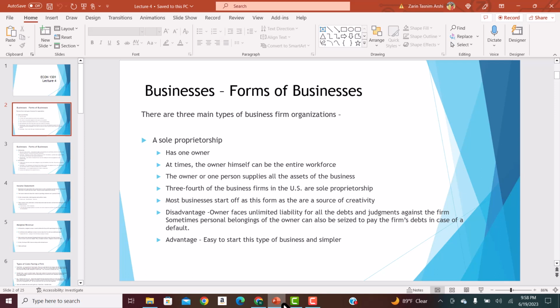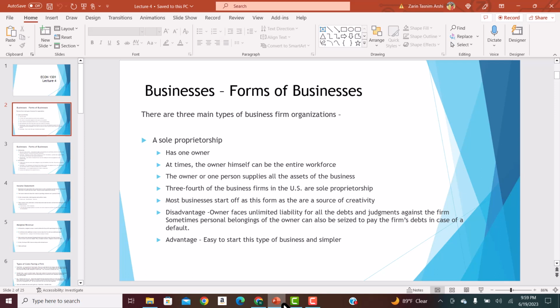They are a source of creativity. Usually, I have a passion for gas stations and I go and buy a gas station, or I have a passion for tax services, or I have a passion for clothing and I go and open up a boutique store. That is a sole proprietorship. And the majority of businesses in the US, 67% of the businesses, are organized under sole proprietorship.